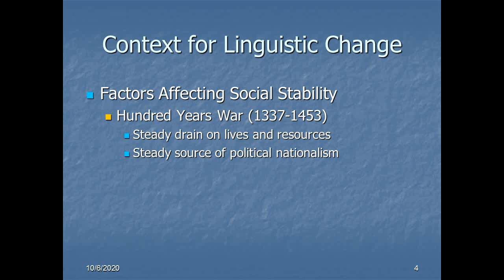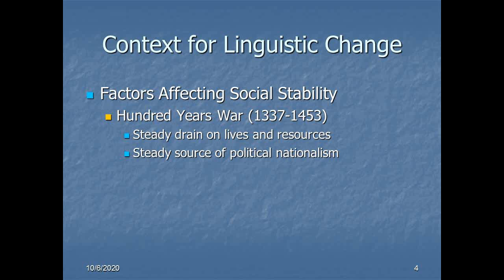So this assertion of Englishness from the highest level of English nobility in the mid-14th century certainly is tied in with the rising nationalism of the 100 Years' War.